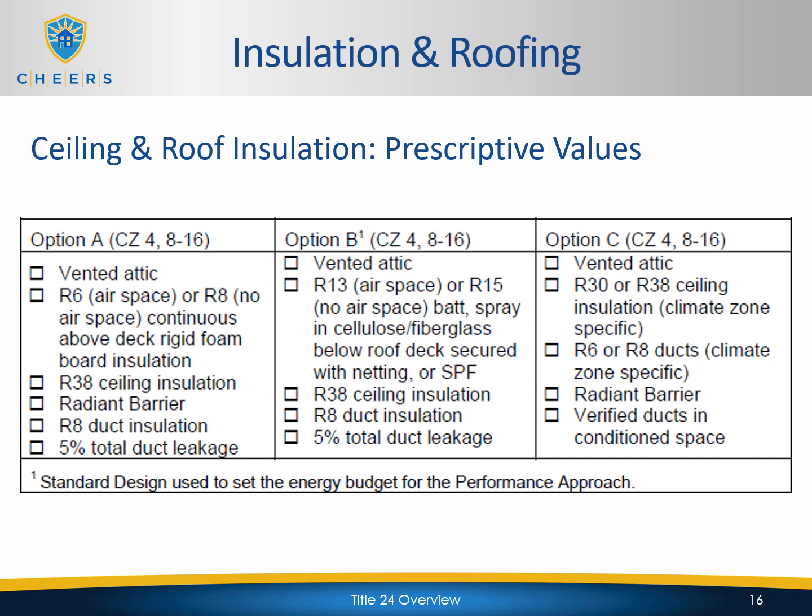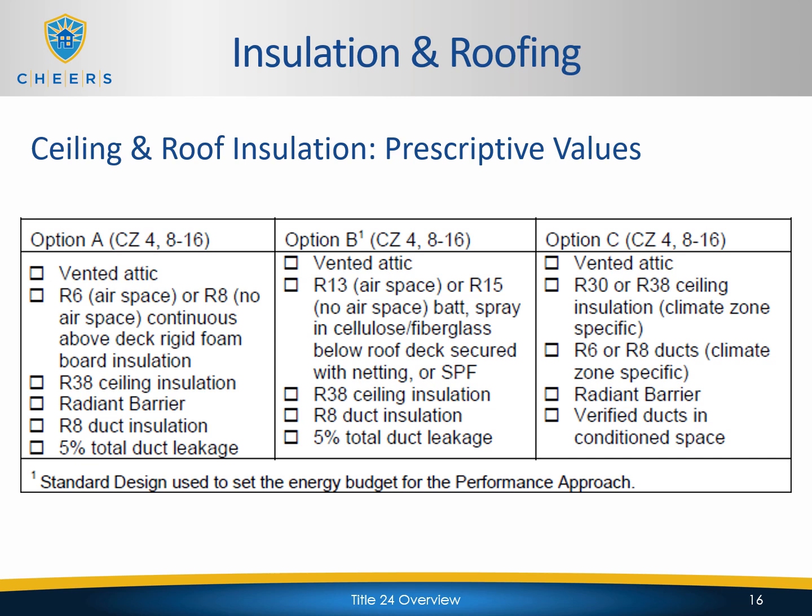For option B, again in climate zones 4 and 8 through 16, the same vented attic, where now we're going to need an R13 with an airspace, or R15 with no airspace, for our batt, spray-in cellulose or fiberglass below the roof deck, secured with netting or spray polyurethane foam. We're going to need that same R38 for the ceiling insulation, R8 for ducts, and 5% total duct leakage.